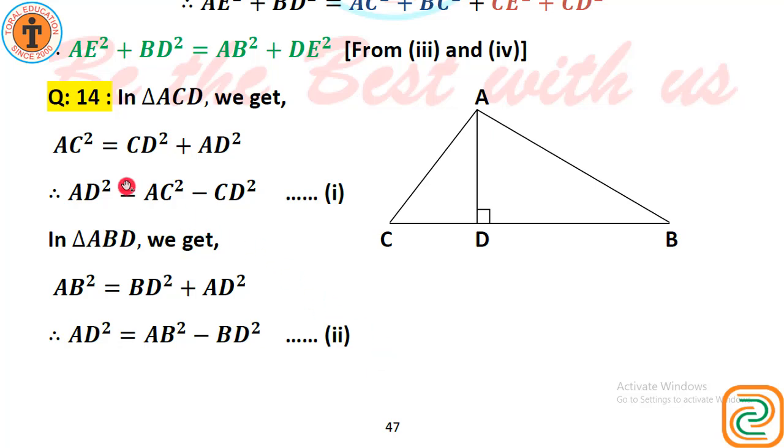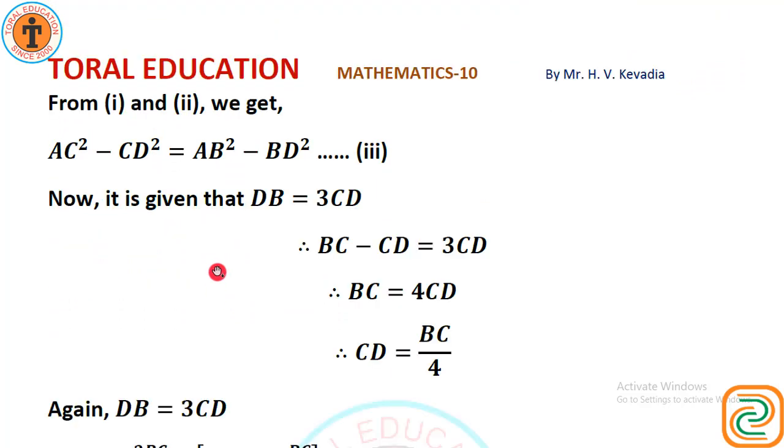Result number 2. Here both AD squares are equal, so from 1 and 2, AC square minus CD square equals AB square minus BD square. Now what is given? BD equals 3CD.